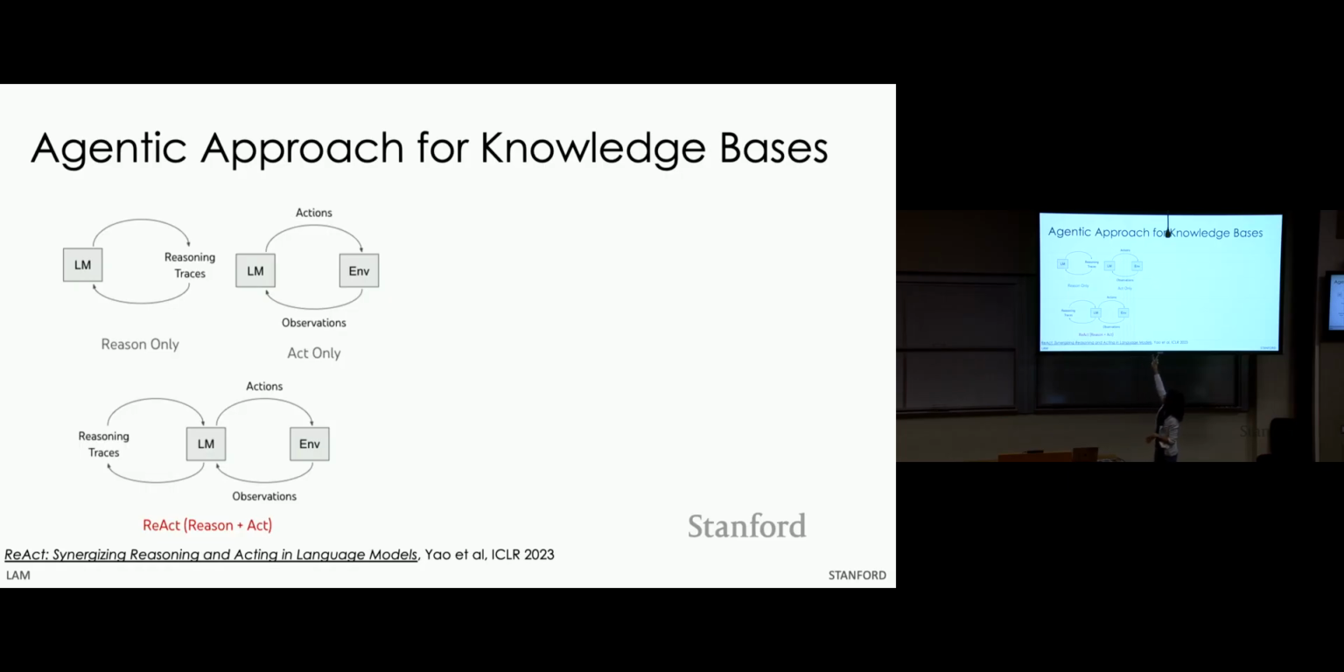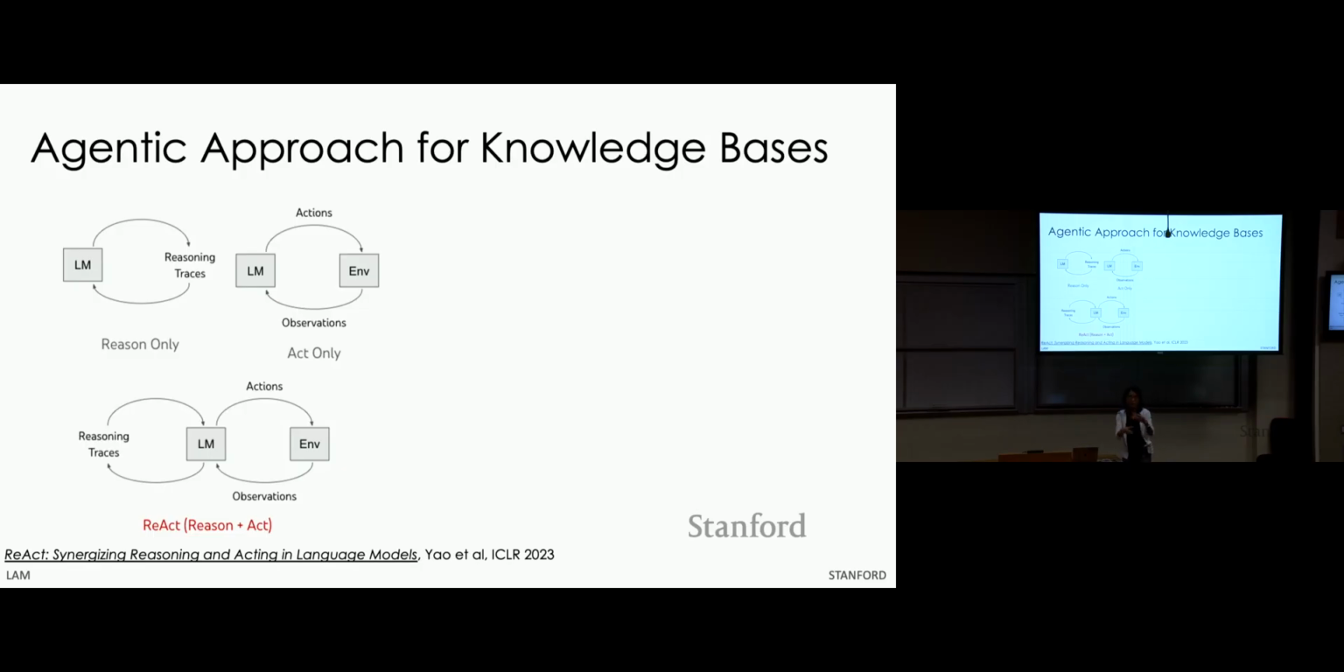Then the act only is that I perform an action, I have a result, I look at the observation. So that's act only. ReAct in this case is in this paper, Yao at ICLR. It is the combination. I have an action, I take an action on the environment, I look at the output, it goes back to the LLM, the LLM looks at the output, and then you reason.